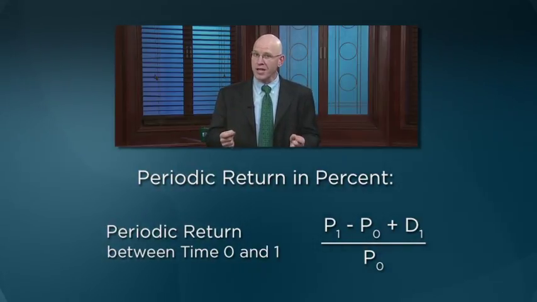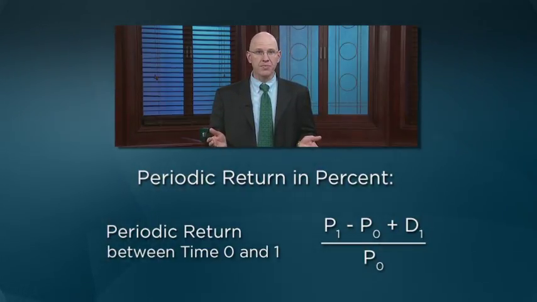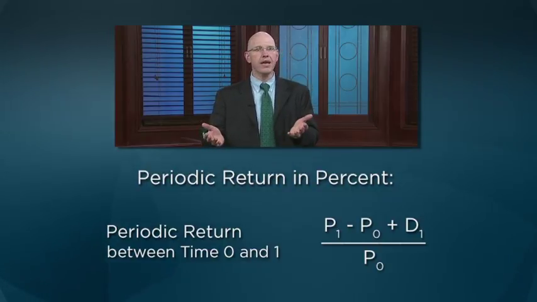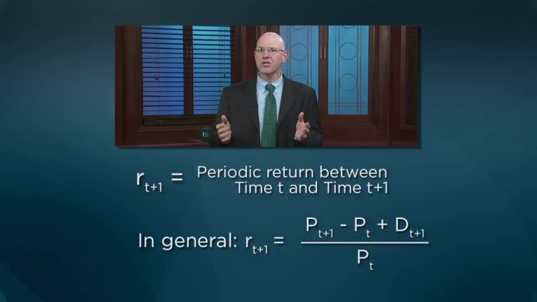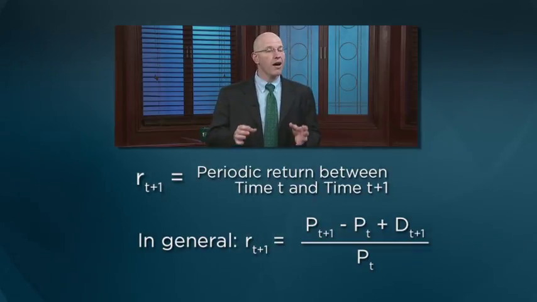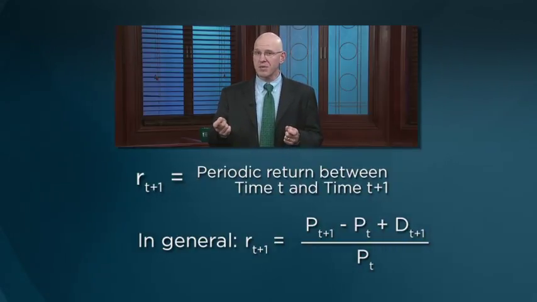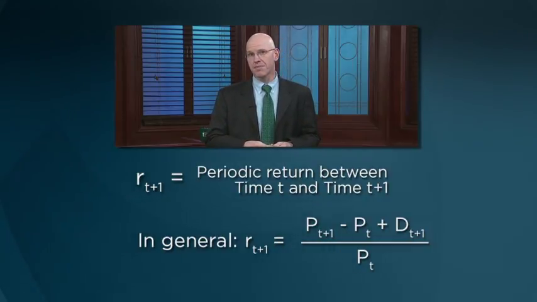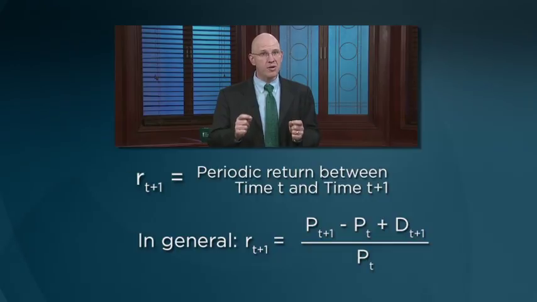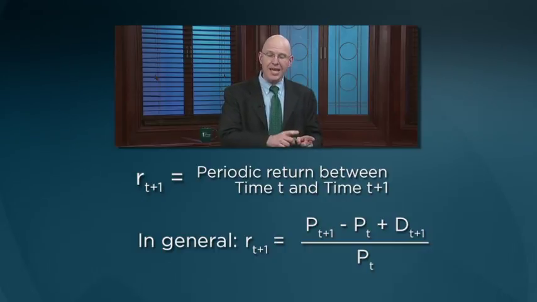This return is a periodic rate of return, since it's the return over a single period of any arbitrary length. The length of the period could be a year, a month, a decade, literally any length of time you want it to be. And in general, I can measure the return between any 2 points in time, call them t and t plus 1, by using the formula r sub t plus 1 is equal to the quantity P sub t plus 1 minus P sub t plus D sub t plus 1, that quantity divided by P sub t. Notice that I use the t plus 1 subscript on r, the periodic return, to remind me that that return is earned between time t and t plus 1.